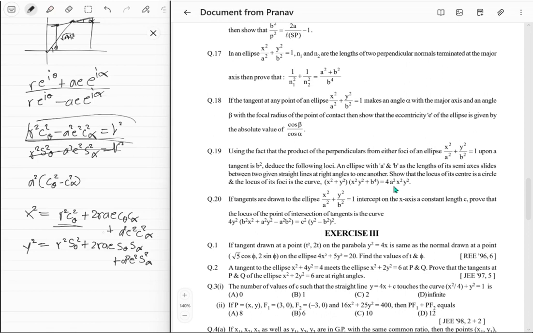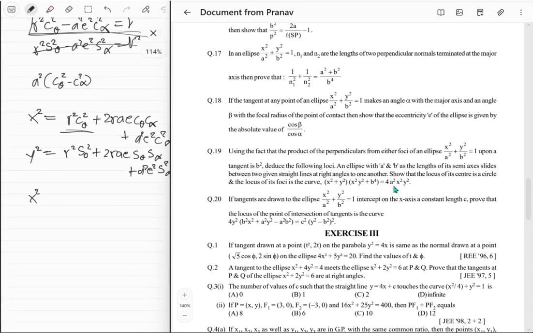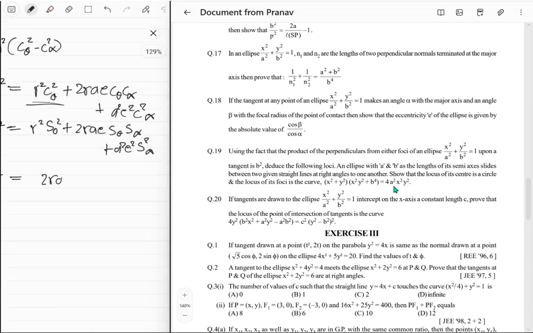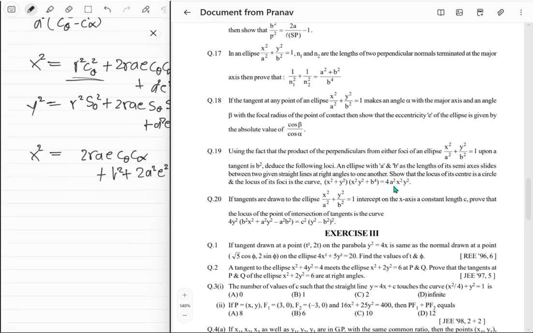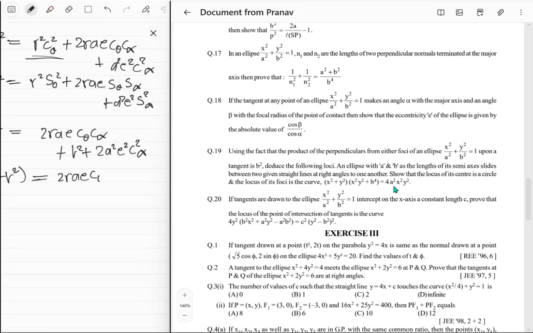So everywhere that we got this thing, we can just write this as a squared e squared cosine squared alpha plus b squared. Yeah, okay, we can do that everywhere. So then you can say x squared, and the same kind of equation holds with sine squared as well, right? So x squared is just equal to 2rae cosine theta cosine alpha, and then plus b squared plus 2a squared e squared cosine squared alpha, right? Okay. So maybe x squared minus b squared would work. That would just be equal to 2rae cosine theta cosine alpha plus 2a squared e squared cosine squared alpha, right?